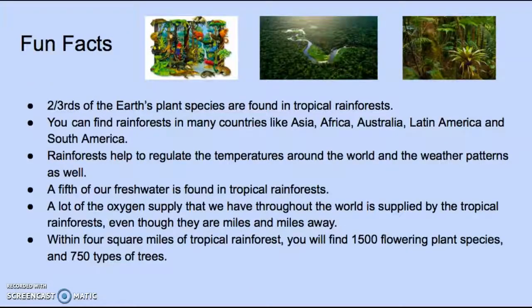There are many fun facts out there about rainforests, but the ones I have listed here are a few of my favorites. Two-thirds of the Earth's plant species are found in tropical rainforests, which means 66% of all animals live here. Rainforests can be found in many countries. A few, for example, are Asia, Africa, Australia, Latin America, and South America.